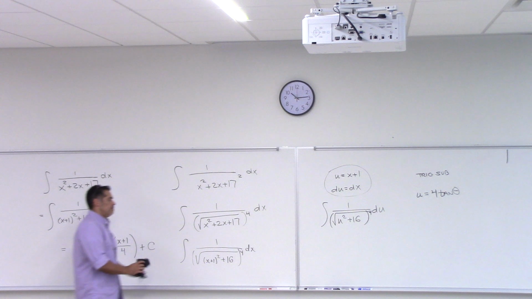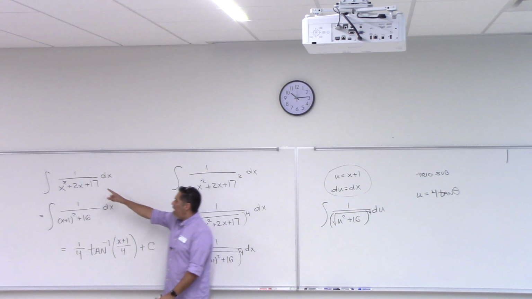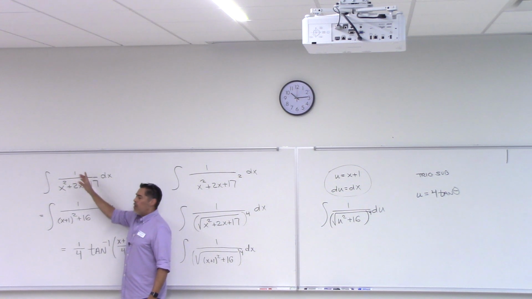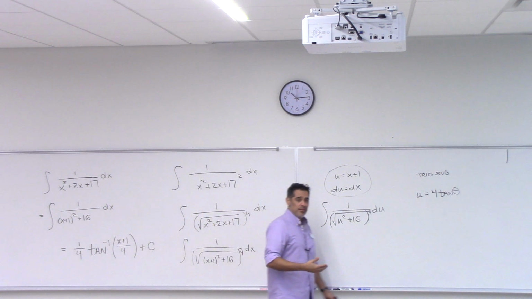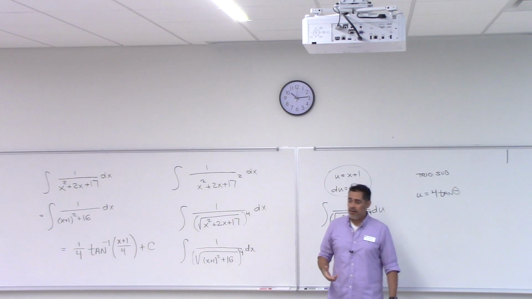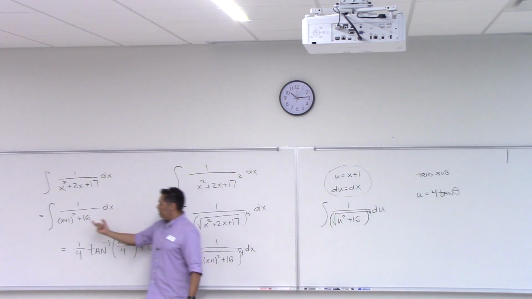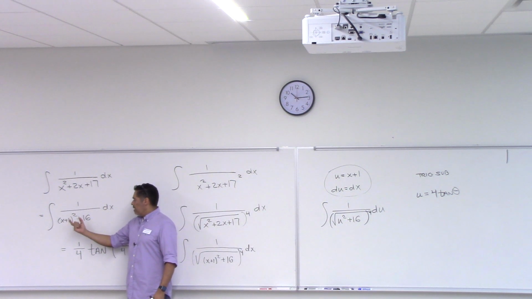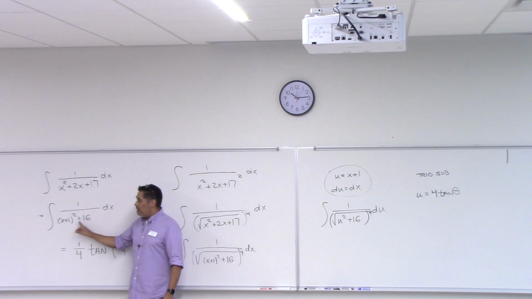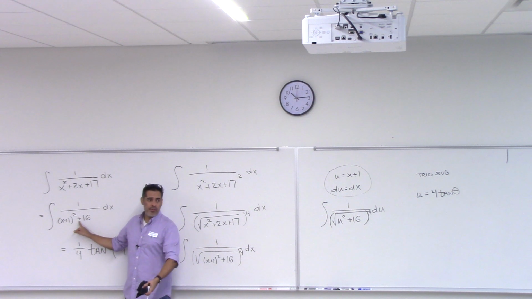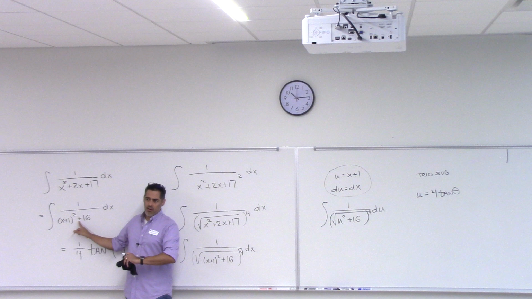All right, so recap. If we have a constant over a quadratic, and that quadratic cannot be factored, then we will complete the square. Once we complete the square, we'll be looking at something like this. In this case, it's formula 17 because there's a plus there, right? So I do formula 17. Had this been a minus, then I'd use formula 20, right?